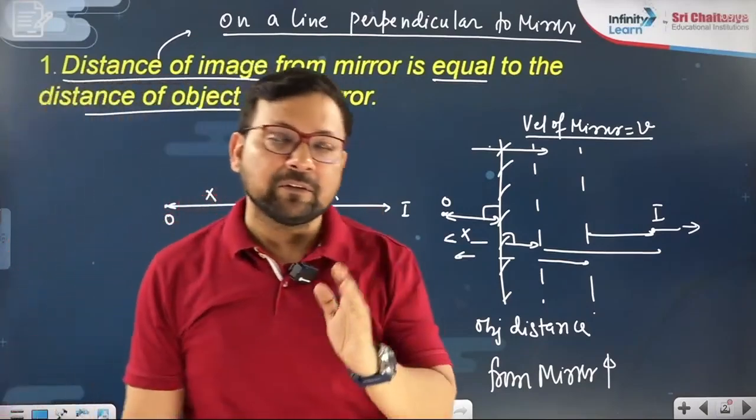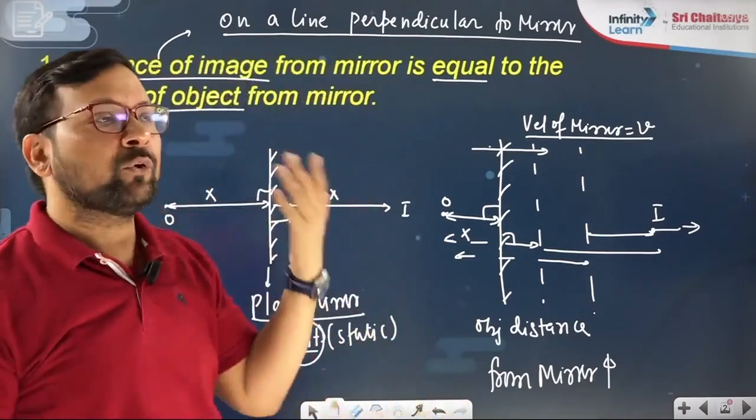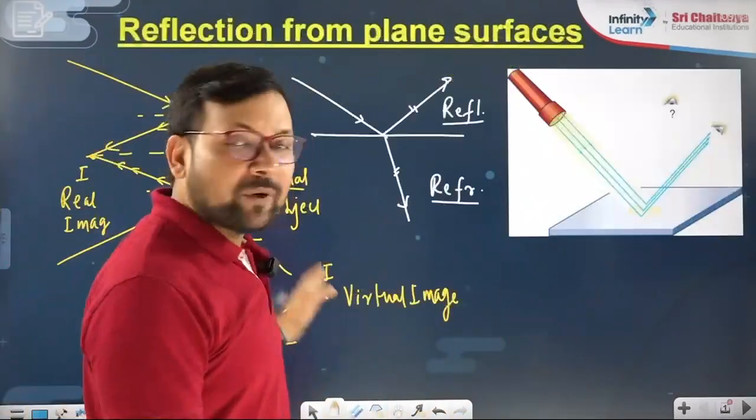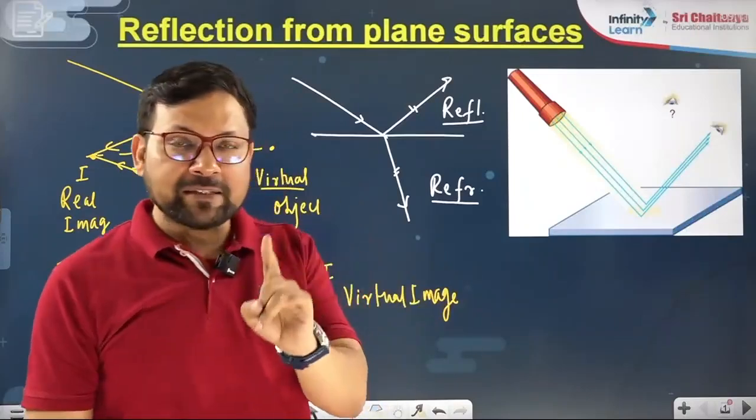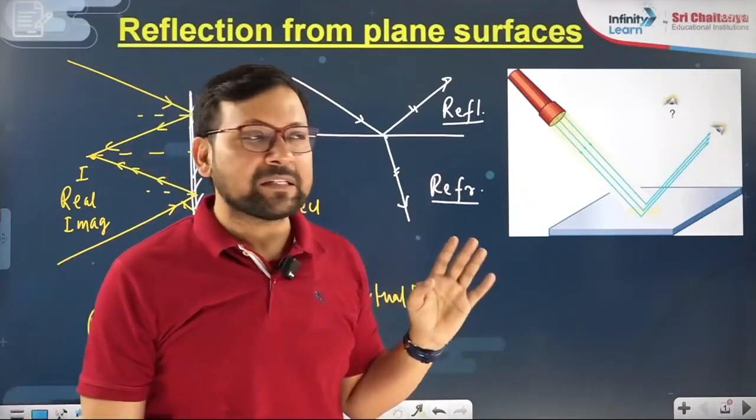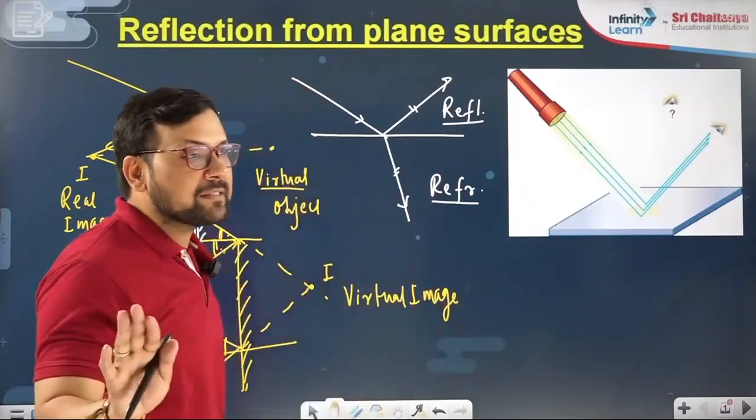That is characteristic number 1 for plane mirror reflection. Any doubt in this? You can ask now and I will answer. Otherwise we will go on to the second characteristic. Okay, try to understand this. I am summarizing this. No one is asking any doubt, so I am just summarizing.